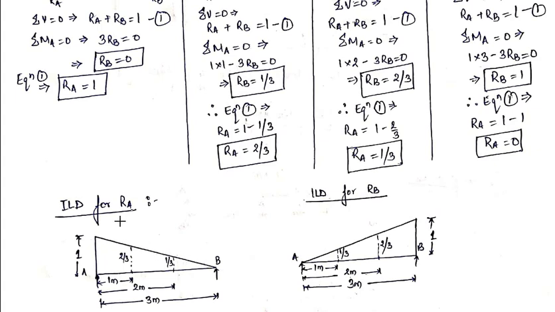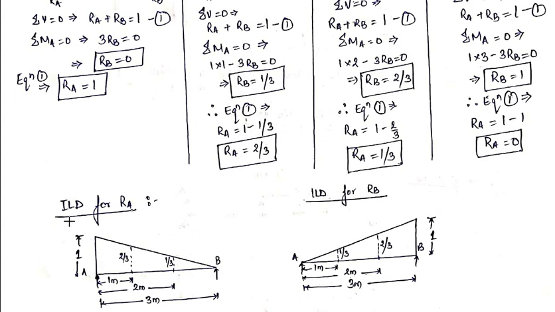Now this diagram which we get by plotting these values is known as the influence line diagram. This diagram shows the variation of Ra, that is the reaction at A support, when a unit rolling load moves from one end to the other end of the beam.